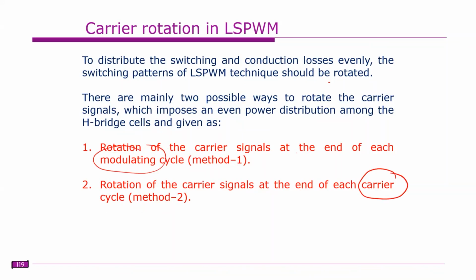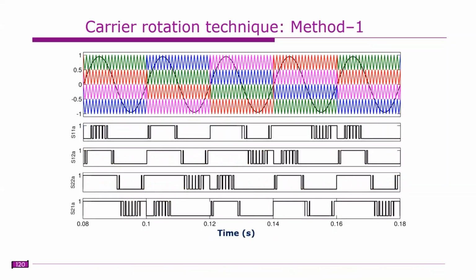First we'll start with method 1. Assume that we consider a 5-level inverter. That means you have 4 carriers. So this is the first cycle.